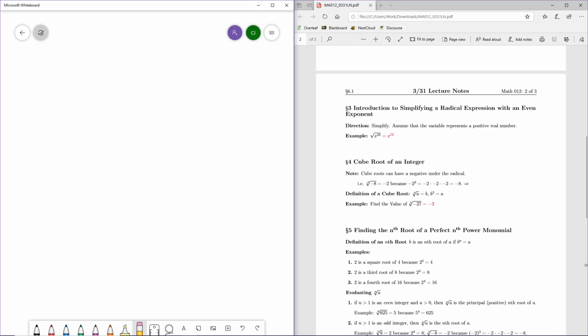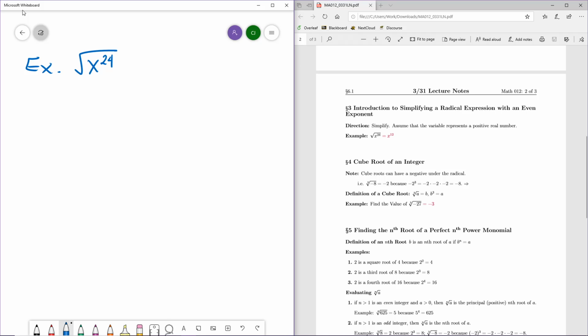Alrighty, now on to section 3, which is introduction to simplifying a radical expression with an even exponent. So let's start with our example. Our example is the square root. We want to simplify the square root of x to the 24th, right? And then we want to assume that the variable represents a positive real number.